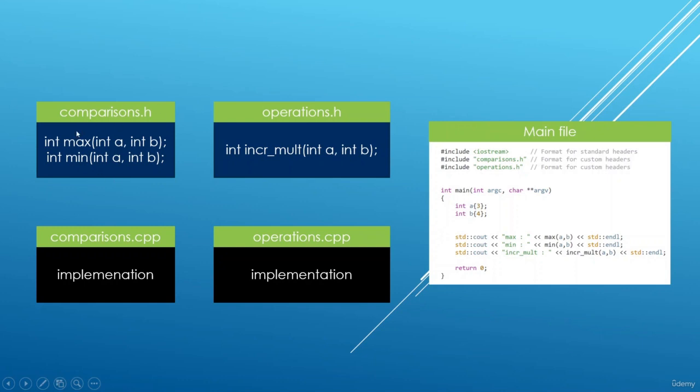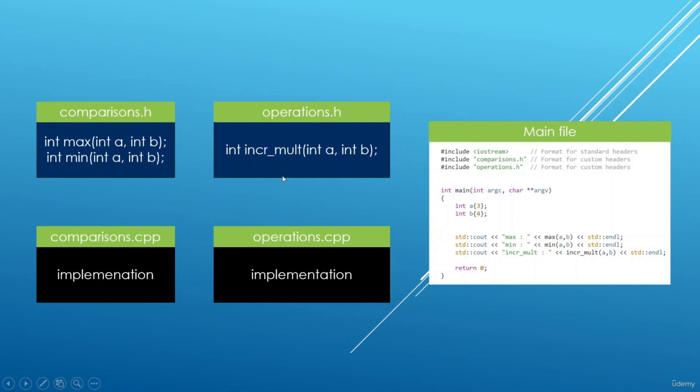Now the 2 functions max and min are going to live in their own file, and that file is going to be split in 2 files. We're going to have a header file and a CPP file which is going to contain the implementation. In the header, what we're going to have is just a prototype.